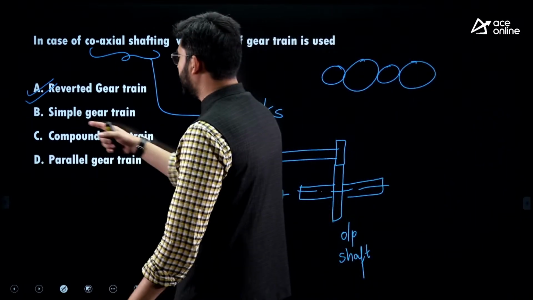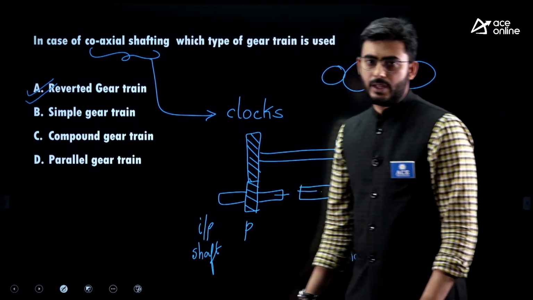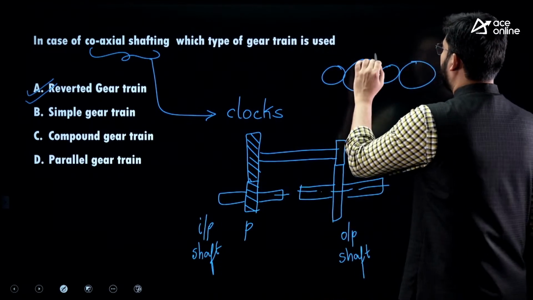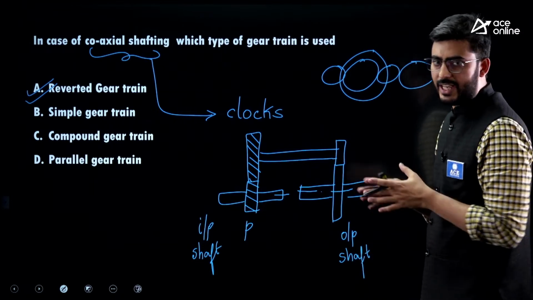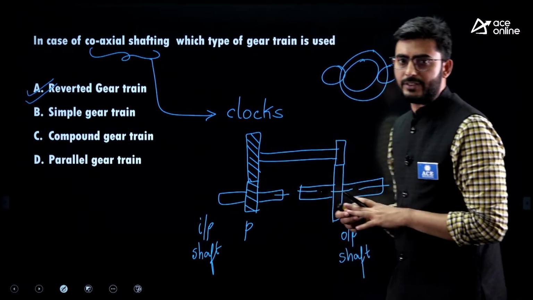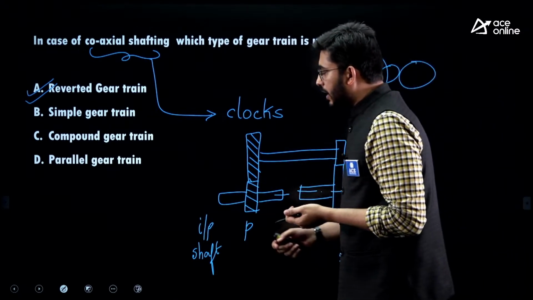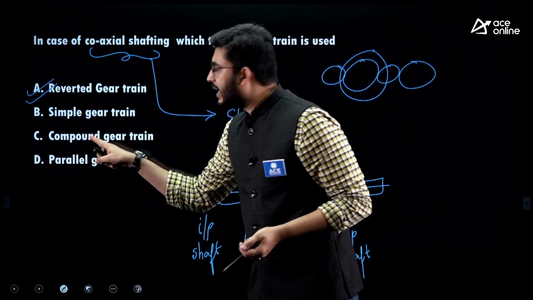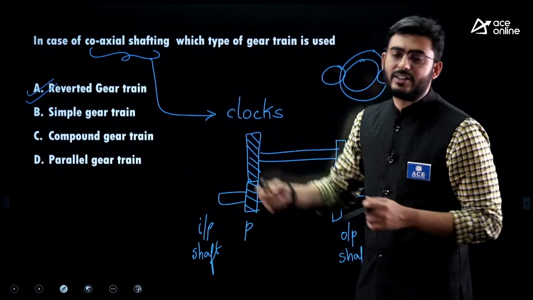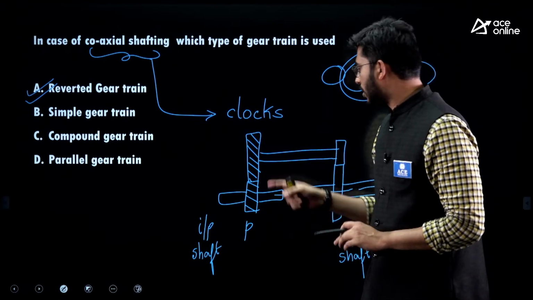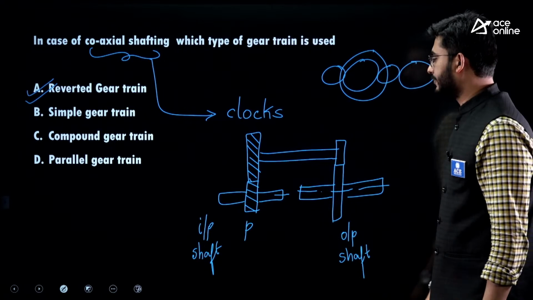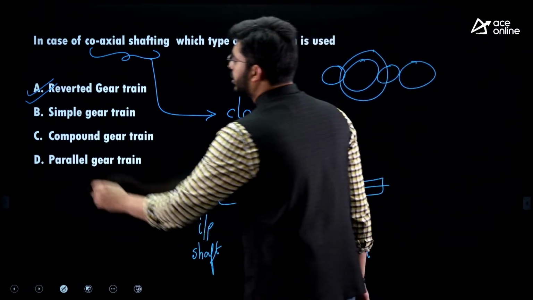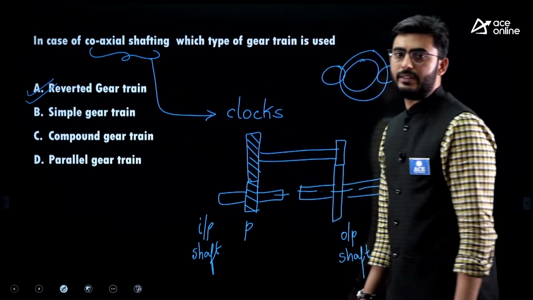Similarly, in case of a compound gear train, the gears will be lying in parallel planes. So here, guys, without a compound gear, it is not possible to have a reverted gear train. Understand that. A compound gear is needed, only then we can go for the reverted gear train. So as per the question, option A will be the answer.